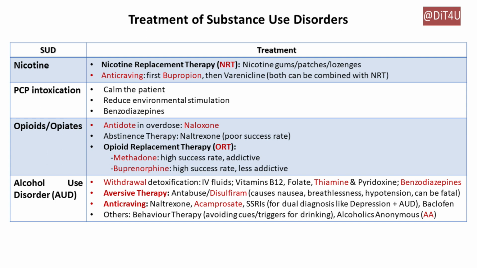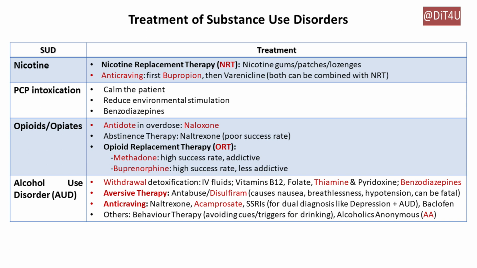Other types of therapies, behavior therapy is very important. You have to combine that with other therapies. Avoiding cues or triggers for drinking, such as not going in the road which has a bar or a club because you'll be tempted to drink, or not hanging out with friends who are also heavy drinkers and not keeping drinks at home. So any trigger for drink has to be avoided. And of course, there are self-help groups. Alcoholics Anonymous, AA is an example.